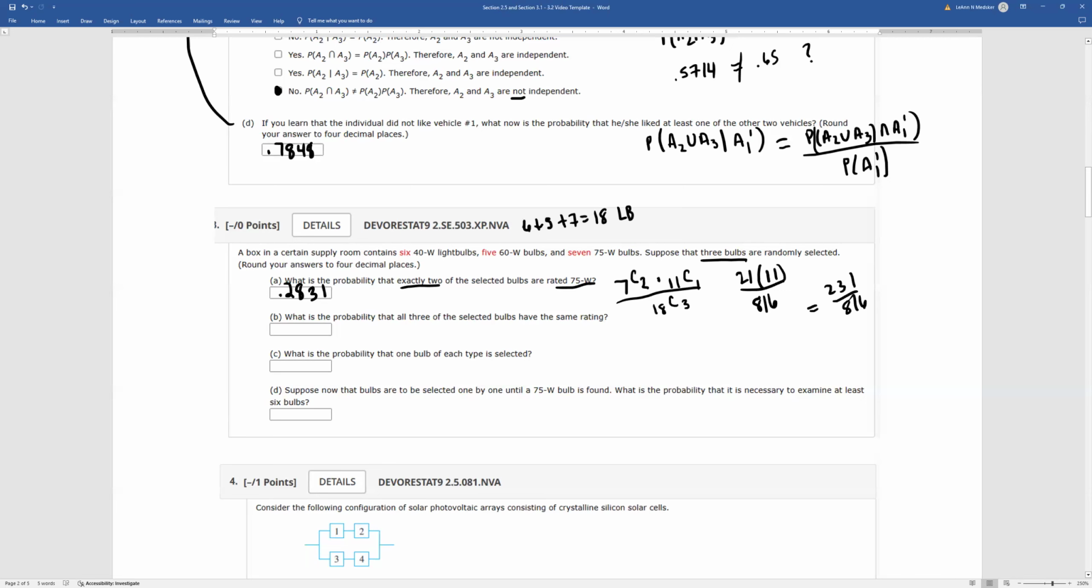Okay, now we're going to look at the next one. What is the probability that all 3 of the selected bulbs have the same rating? That means they're either all 40s, all 60 watts, or all 75 watts. So all 3 having the same rating means the same wattage.